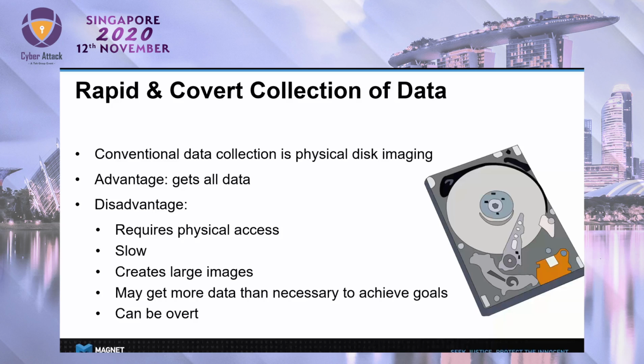And it also creates these very large images. So if you have a terabyte hard drive, you may typically have anywhere from a 500 gigabyte image up to a terabyte. And you get more data than may be necessary to achieve the goal that you're trying to achieve. And also, it can be overt. So pulling a hard drive from a computer is more difficult to be covert in those situations. Not impossible, but more difficult.